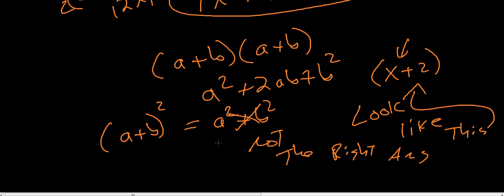So beware of that. Every multiple choice test I've ever seen has a squared plus b squared as one of the answer choices. Remember, it's a squared plus 2ab plus b squared, and that is the perfect square trinomial, the result of squaring a binomial. Have fun with them.